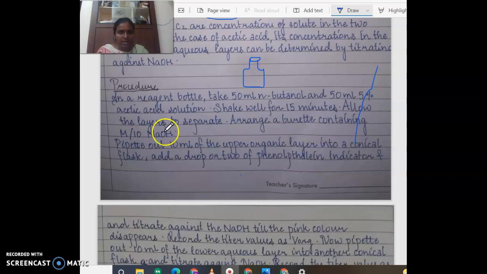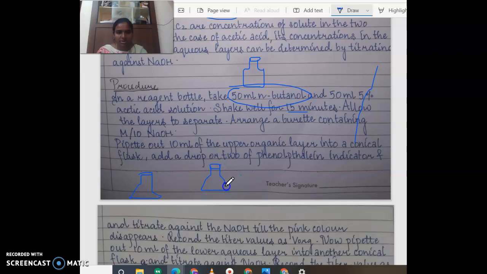Arrange a burette containing M by 10 NaOH. In the burette we take NaOH, and in the reagent bottle we take N-butanol and acetic acid, shake for 15 minutes and keep it aside. The two layers will separate out and settle down. After keeping aside for some time, you take 10 ml from the upper organic layer into a conical flask. We need two conical flasks. First step, we take the reagent bottle; next step, we take two conical flasks.